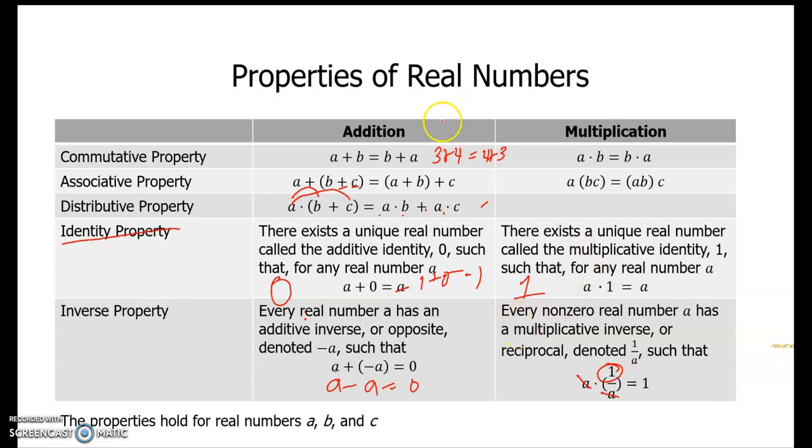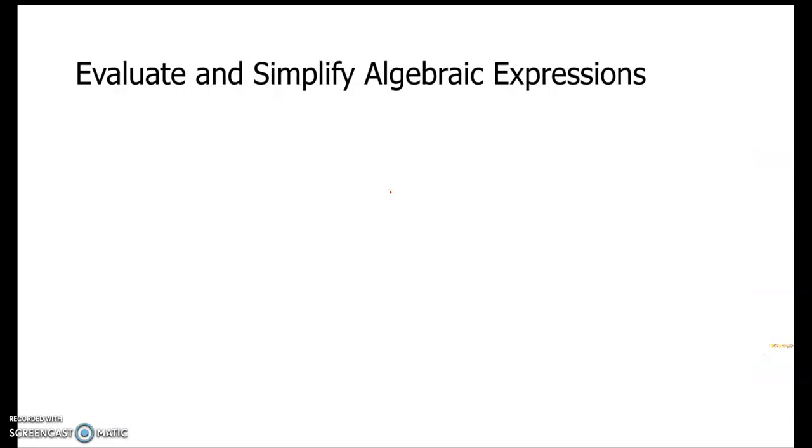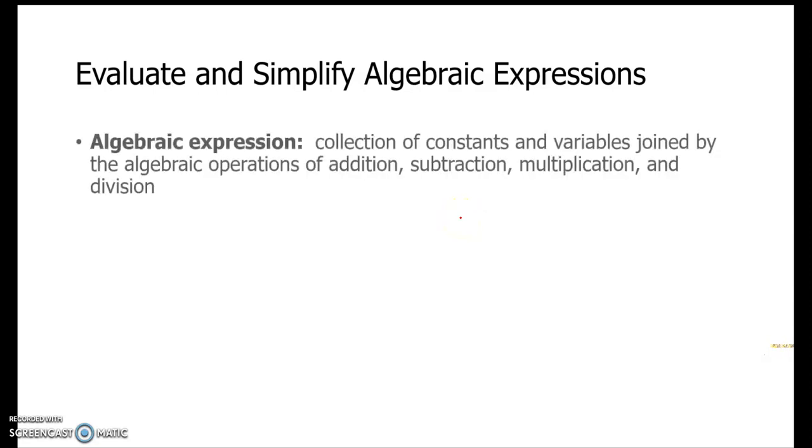So, dito sa properties of real numbers, we need the real numbers A, B, and C. So, we also have the evaluate and simplify algebraic expressions. So, pag sinabi nating algebraic expression, it is the collection of constant and variables joined by the algebraic operations of addition, subtraction, multiplication, and division.